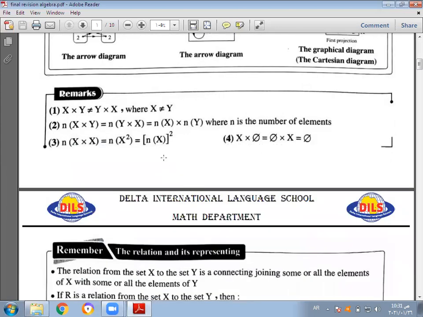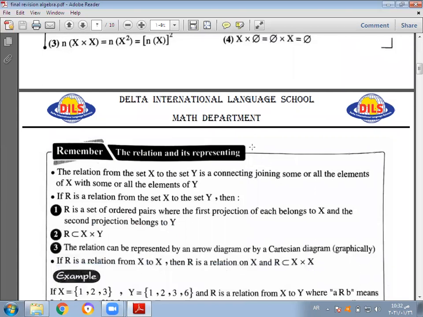Some important remarks: x times y not equal y times x, where x not equal y. n of (x times y) equals n of (y times x) equals n of x times n of y, where n is the number of elements. n of (x times x) equals n of x squared, equals n of x all to the power 2. x times {5} equals 5 times x equals 5.